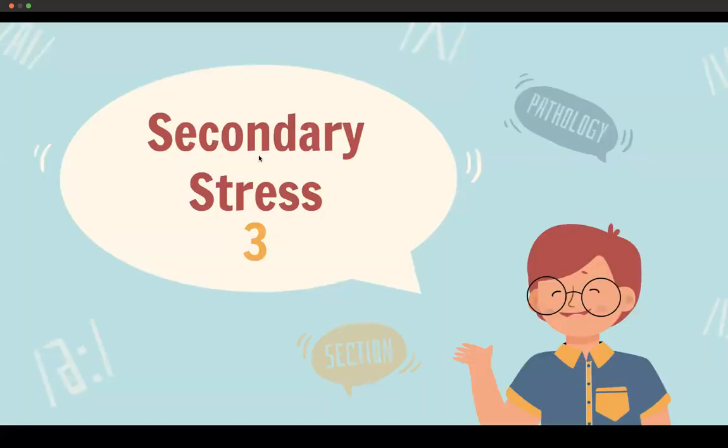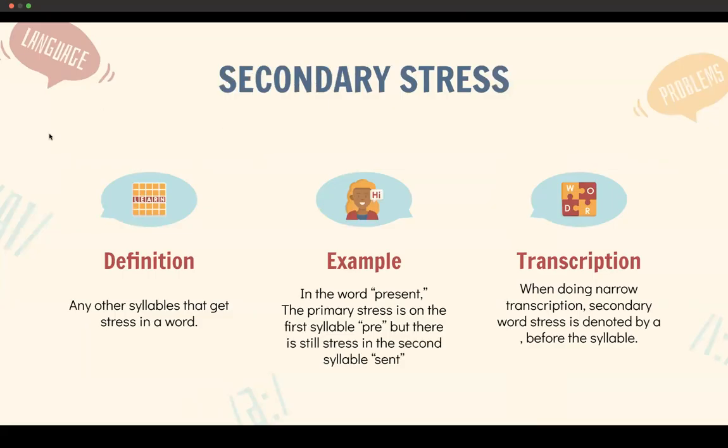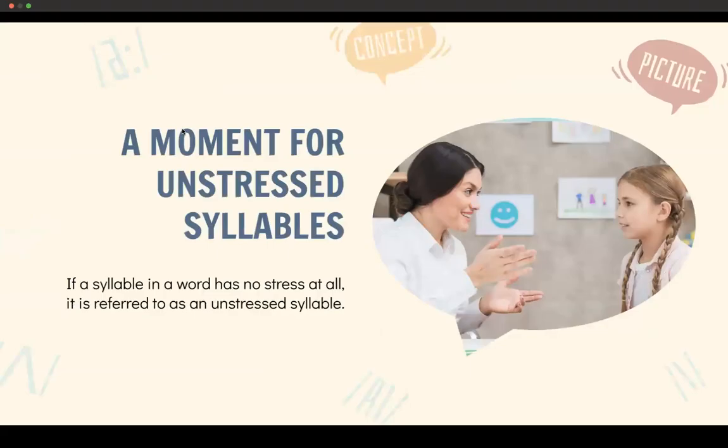Now, transitioning into secondary word stress. Secondary word stress is defined as any other syllables that get the stress in a word. For example, in the word present, the primary stress is on the first syllable, but there is still stress on the second syllable. Relating that to transcription, specifically narrow transcription, secondary word stress is denoted by a comma before the syllable. A moment for unstressed syllables. If a syllable in a word has no stress at all, it is referred to as an unstressed syllable.